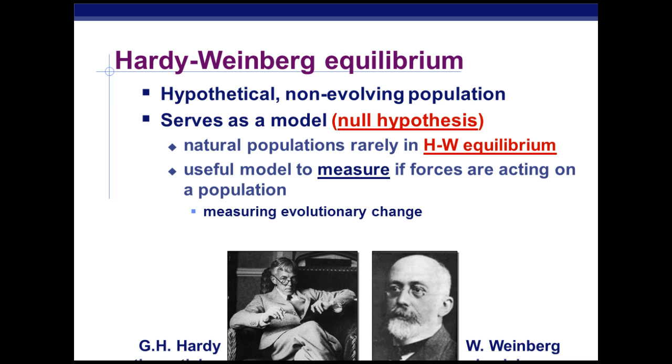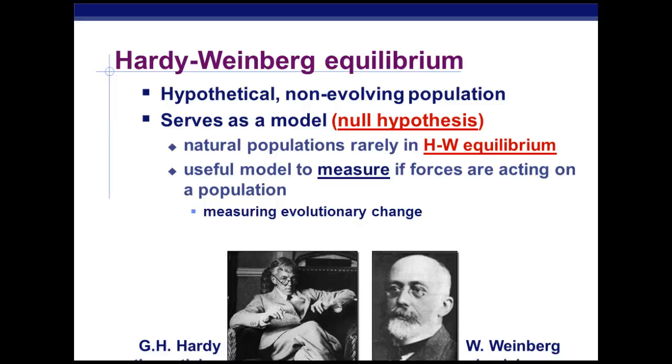So their formula predicts the expected genotype frequencies. That's the frequencies of a particular allele in a gene pool in a diploid Mendelian population. That's a typical two allele population. Now, they were concerned with questions like, what happens to the frequencies of alleles in a population over time?